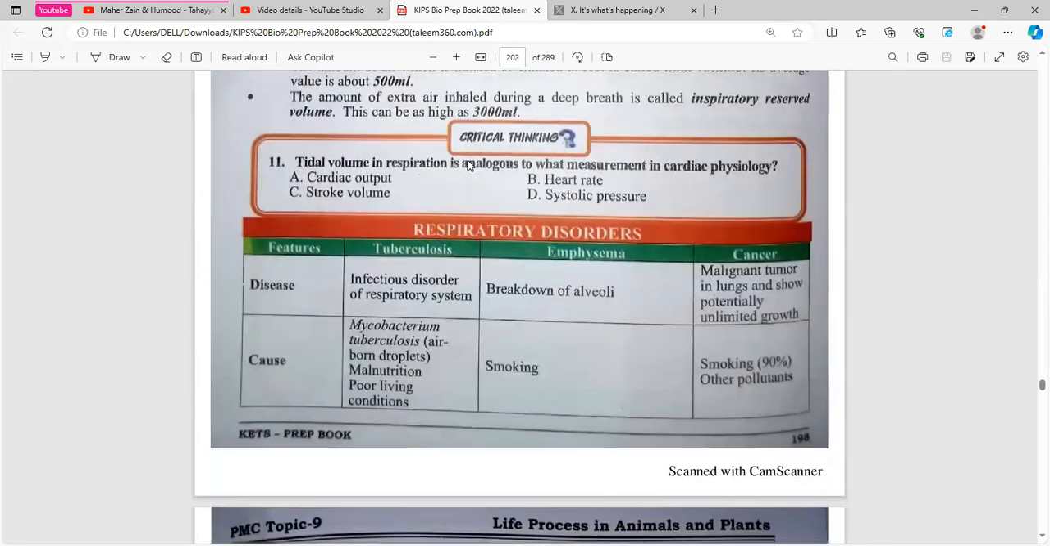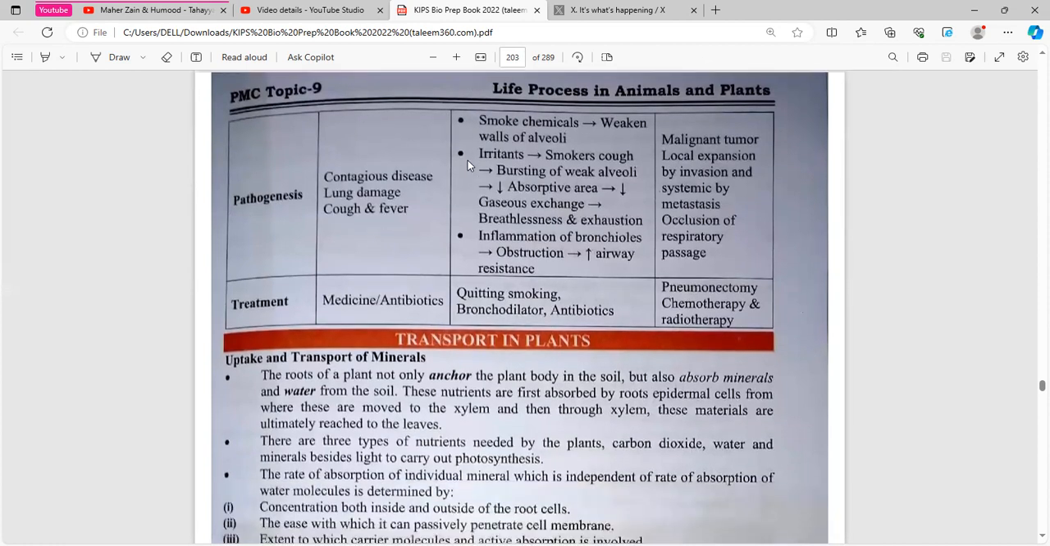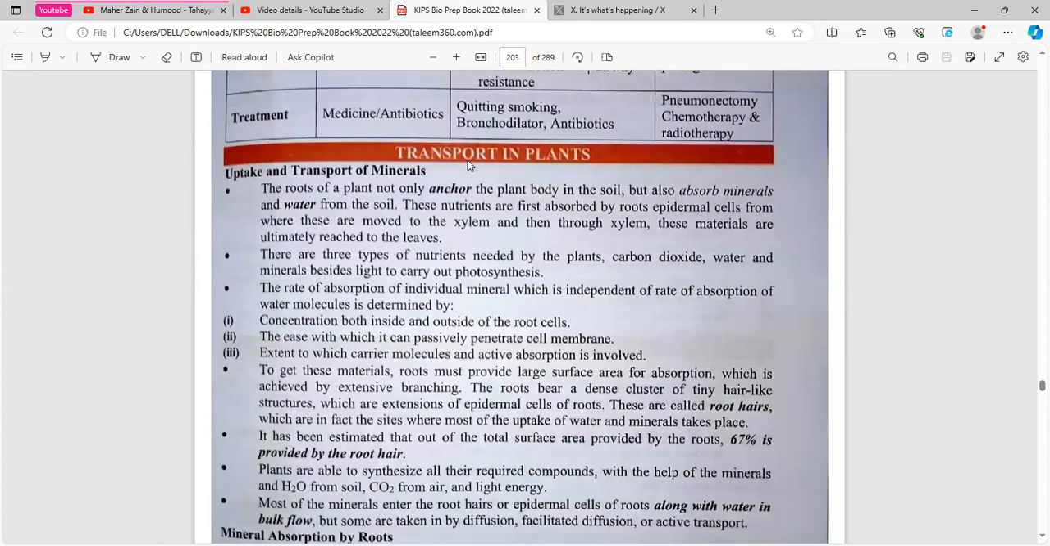In the case of cancer, it is a malignant tumor which expands by metastasis and occludes the respiratory passages. The only treatment is chemotherapy after it has developed, and there are very slim chances of survival.